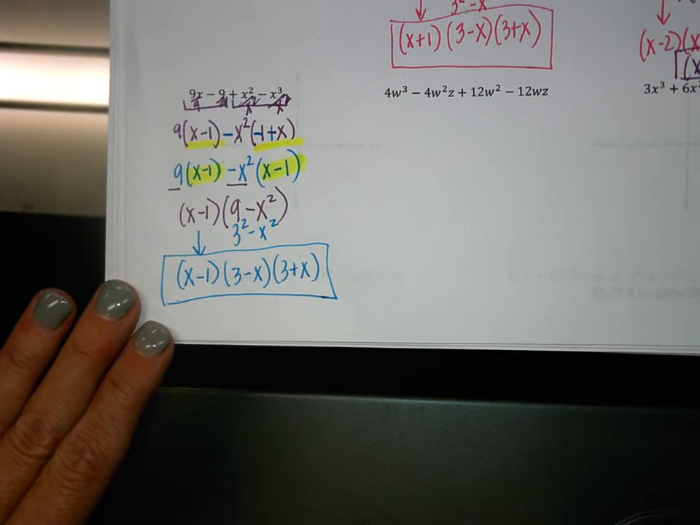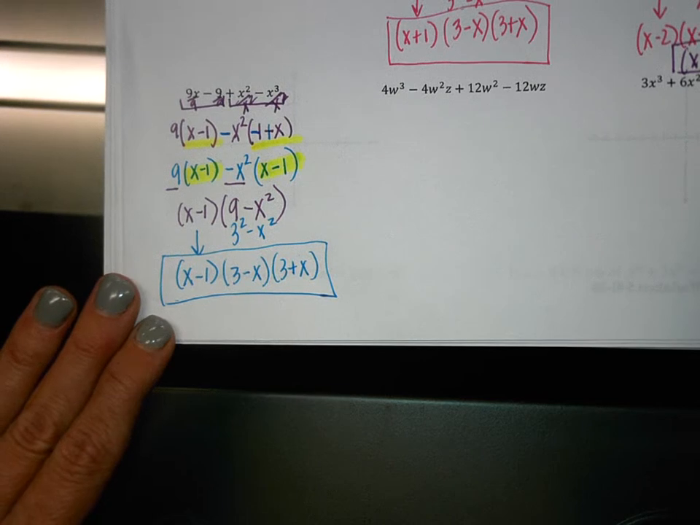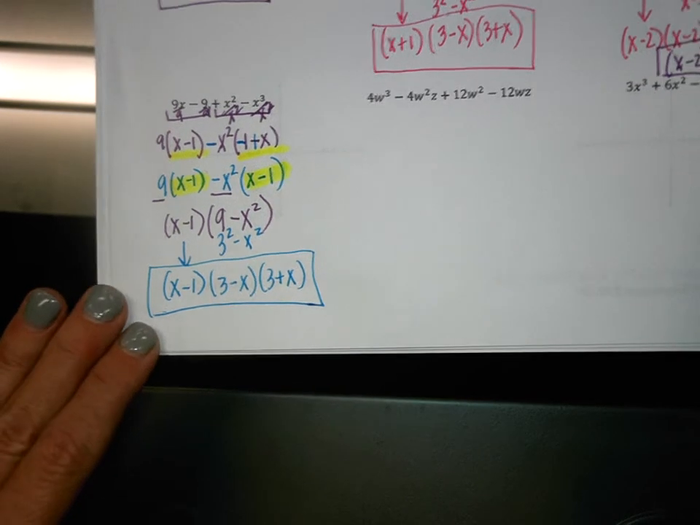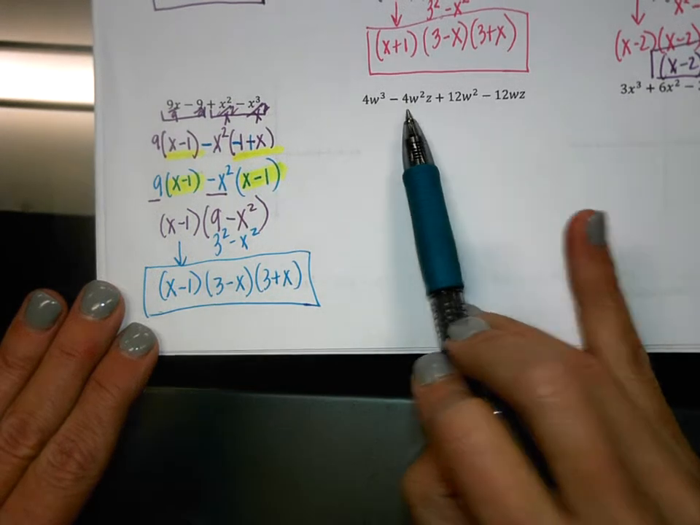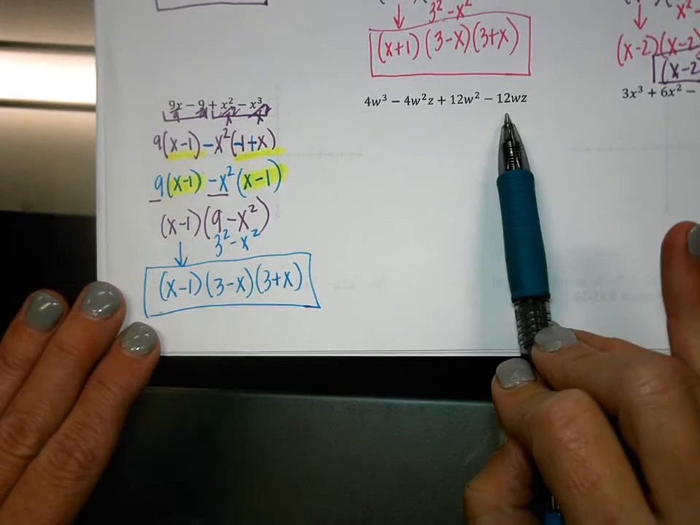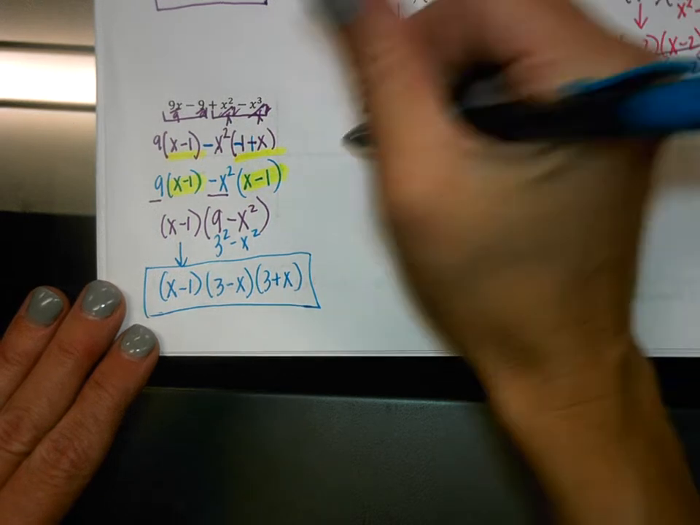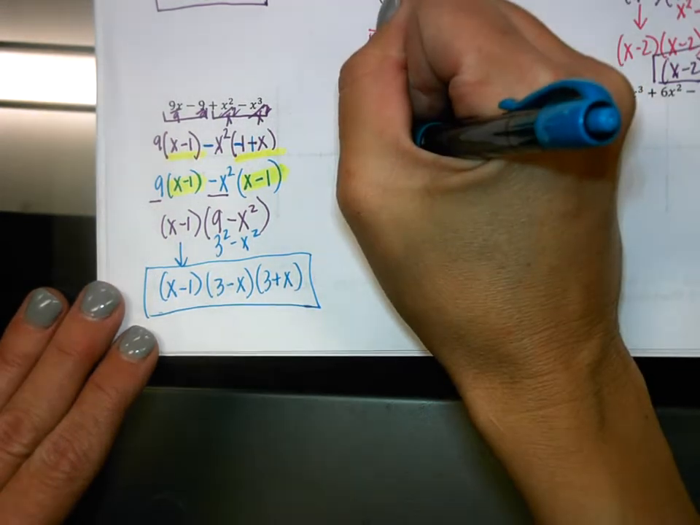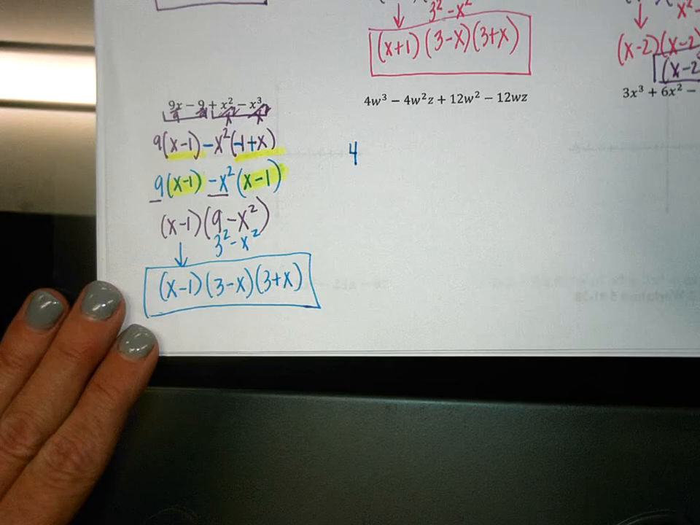No? Okay, next one. Always check for a GCF out of the entire problem. So again, I'm going to start with just the numbers. This has a 4, a 12, and a 12. Therefore, what number could I factor out of the entire problem? 4 is correct. The rest of you are just silly.